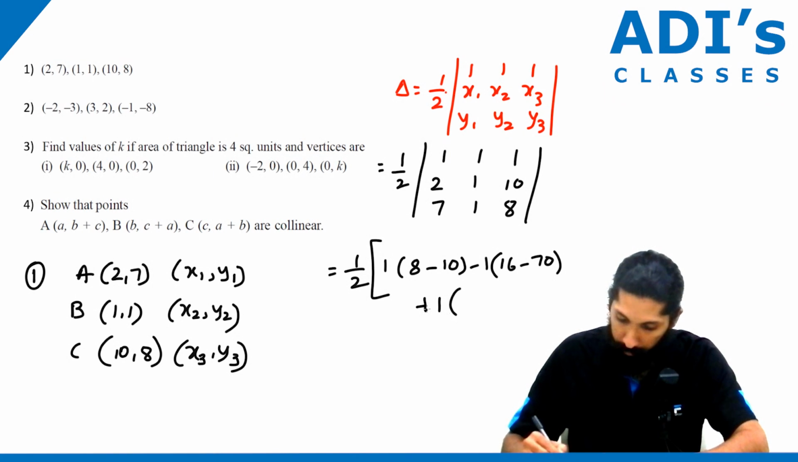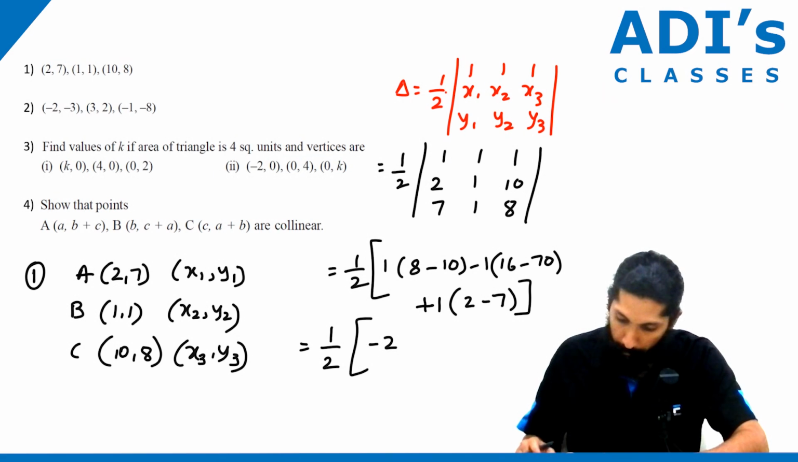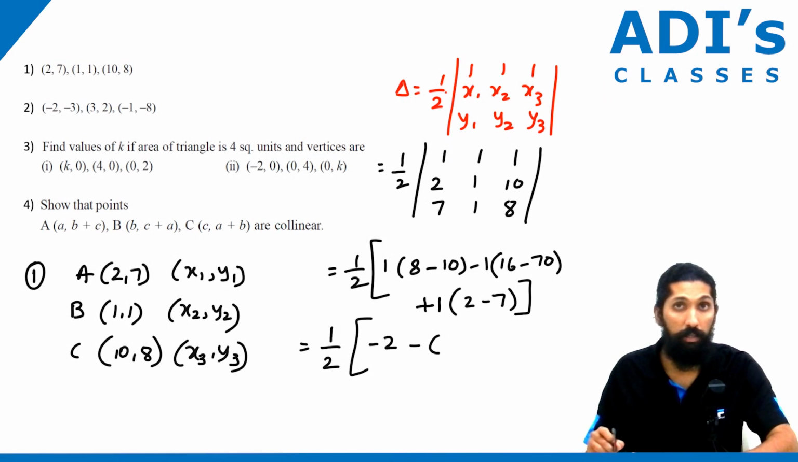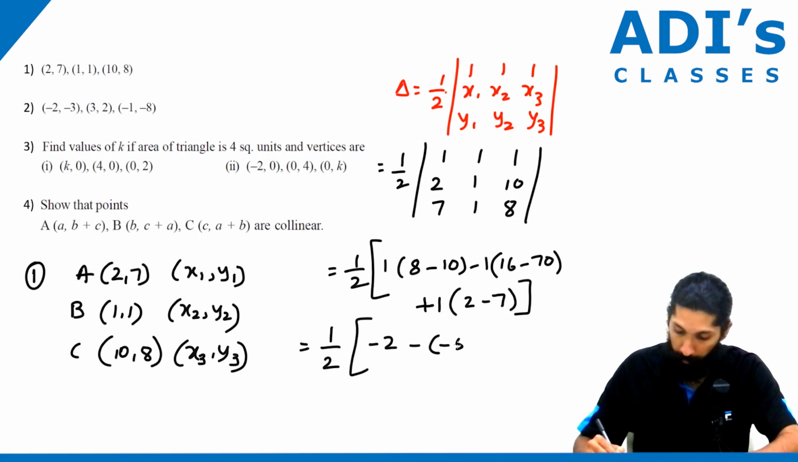plus 1 into 2 minus 7, half into minus 2. Next, so minus of minus 16 minus 70, 16 minus 70, correct? Minus 54, then plus of minus 5.